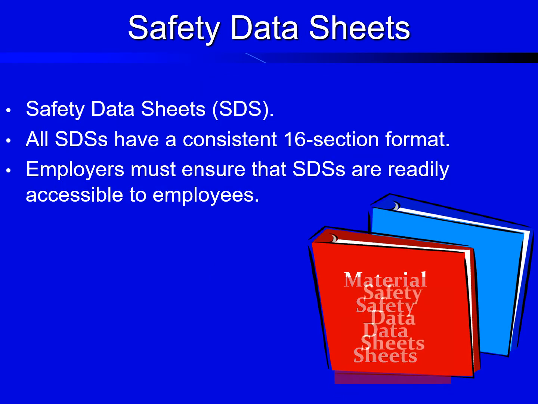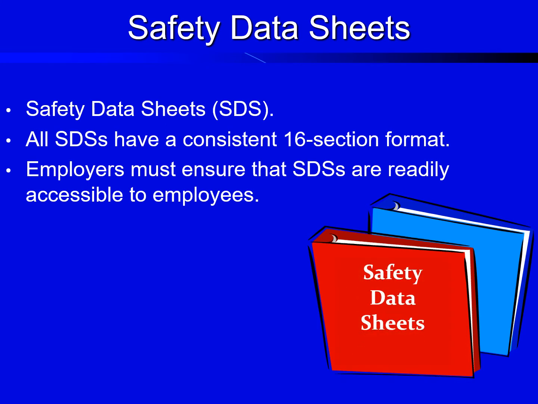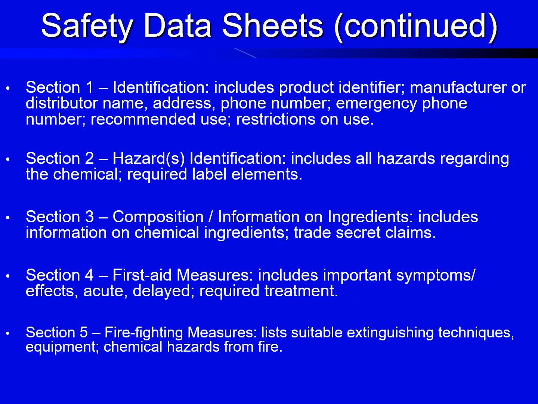Safety data sheets, SDS. All safety data sheets have a consistent 16-section format. Employers must ensure that safety data sheets are readily accessible to employees. So the 16 sections, they're all identical. Every hazardous chemical that requires a safety data sheet will have a 16-section format.